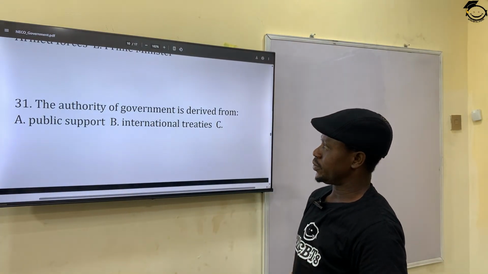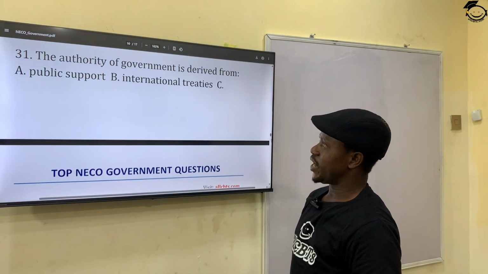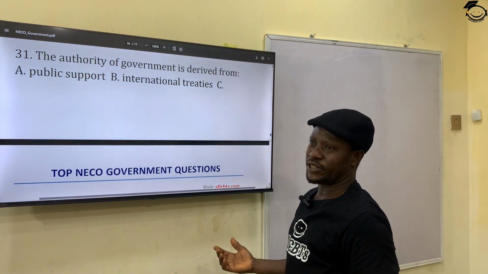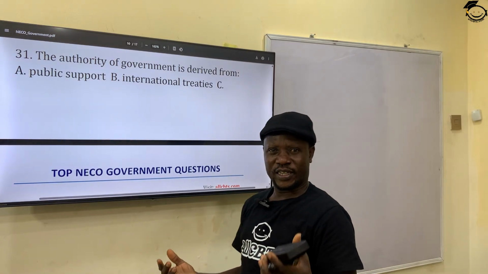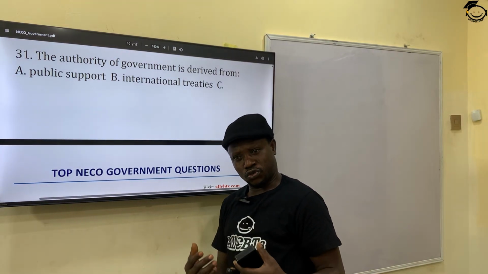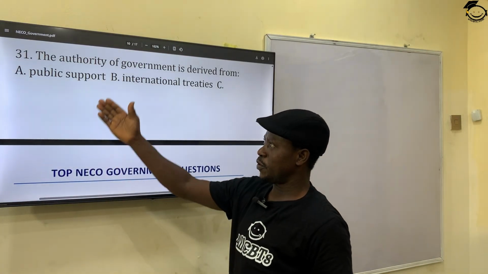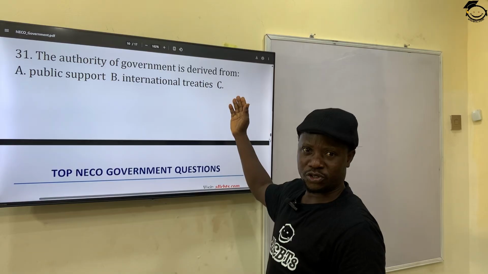Let's see the next question. The authority of government is derived from... how does government get its authority? Where did it get its authority from? The authority the government has to control, to direct the affairs of the state. Where did it get it from? Is it from public support, international treaties?